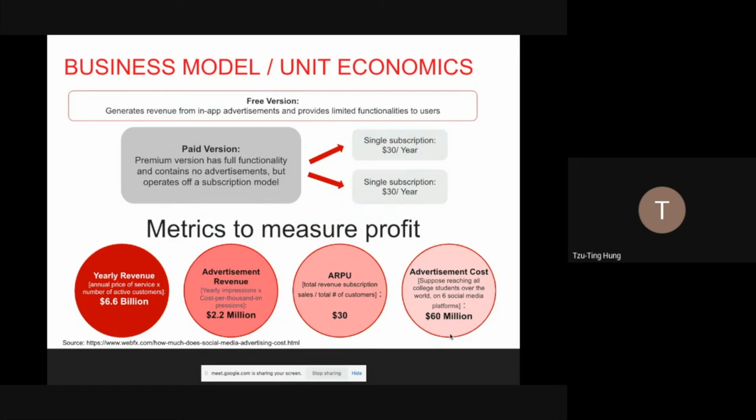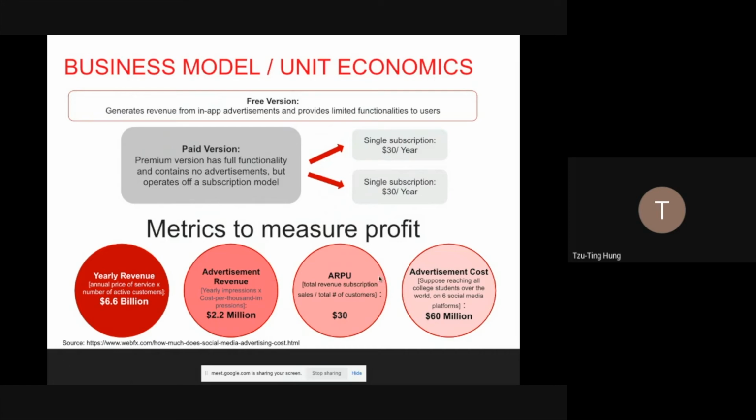And the other version is the paid version. In the paid version, there will be no advertisement and more analytics and more details for our users. We will charge $30 for a yearly subscription and $5 for a monthly subscription. It is not a big charge to get important information about schools and to get into the dream school for users.